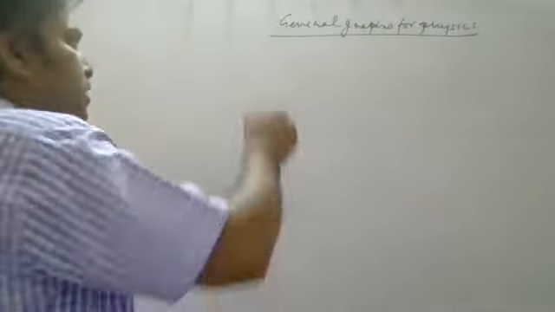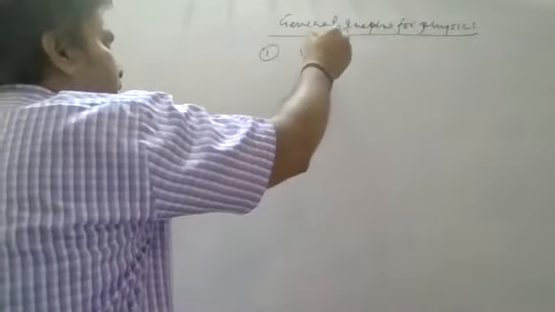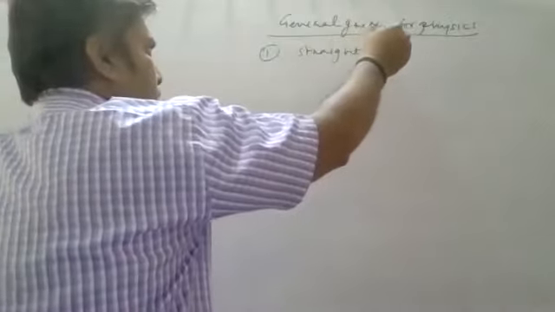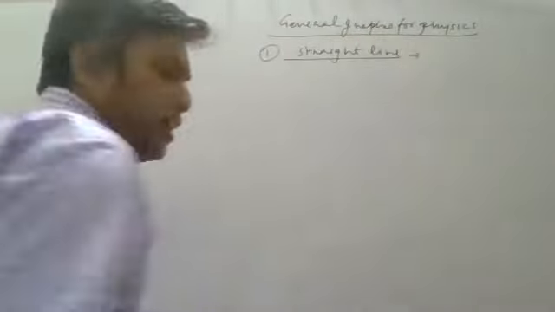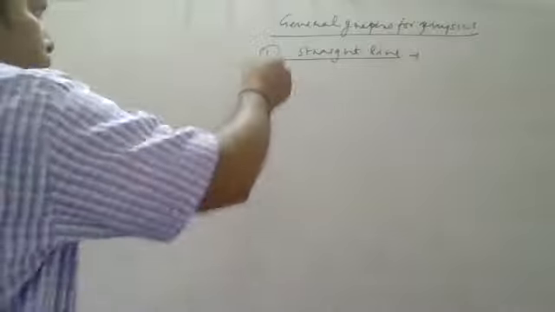Write the general graphs of physics first. First, the one we are using here is the straight line. In the straight line, various possibilities are there.